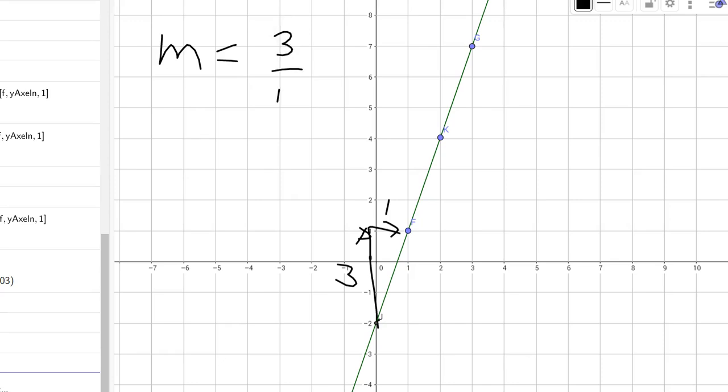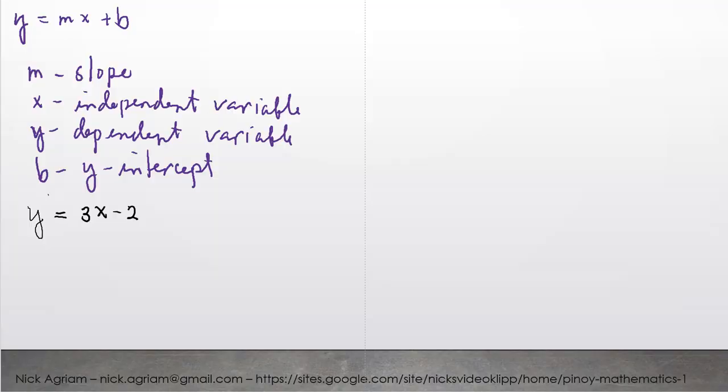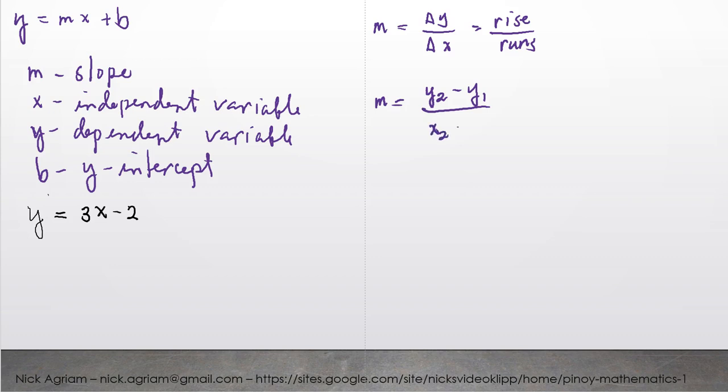So what is slope? How do we find slope? M is always the change in y divided by the change in x. This is what we call rise divided by run. It is always like that. But if you have 2 points, then it is always the difference of the y's divided by the difference of the x's. Okay, I will give you an example.